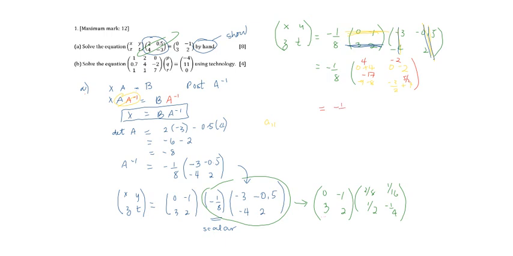This is negative 1/8 multiplied by matrix negative 4, negative 2, negative 17, and 5 halves. And this is equal to negative 1/8 times 4 is negative 1 half. And this is positive 1/4. And this is positive 17 over 8. And this is negative 5 over 16.